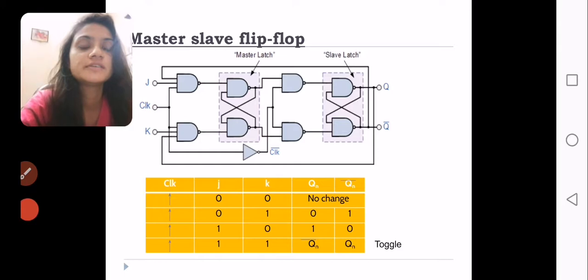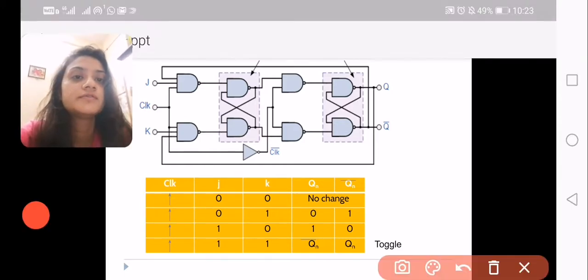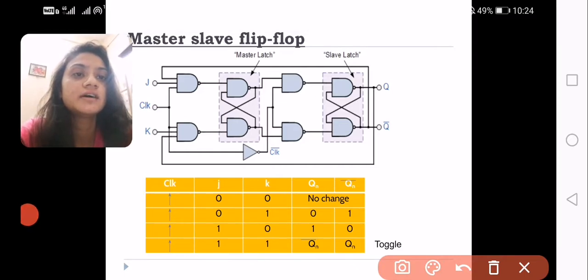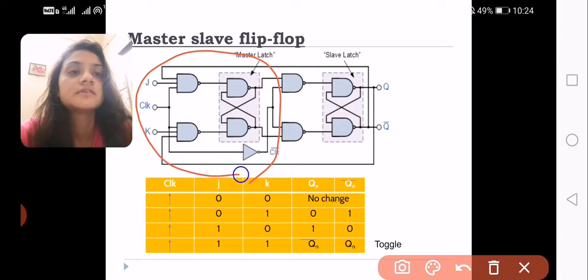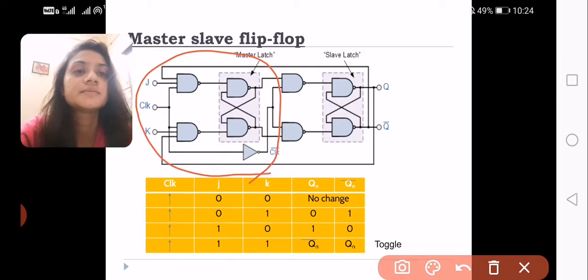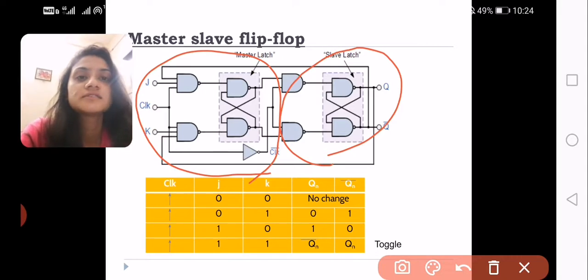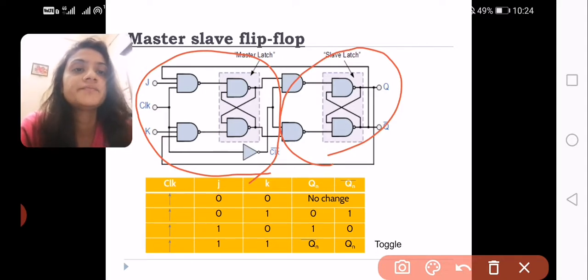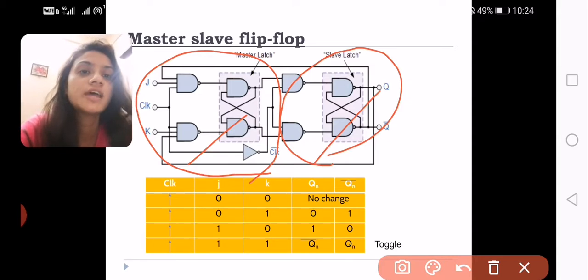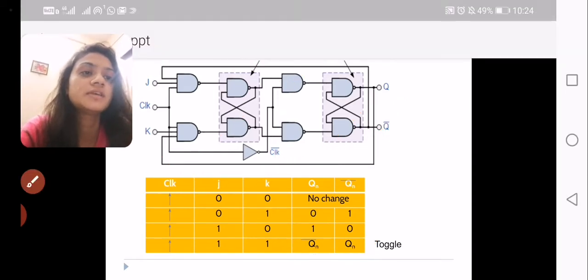The second method to avoid the race around condition is the master slave flip-flop. Here you can see one logic circuit, known as the master, and second, additional logic gates are added, which work as a latch. At a time, in terms of the clock, one flip-flop will be on, and in the second period of the clock the second system will be on. Hence you will get more time for your output. In this way the race around condition will also be avoided.